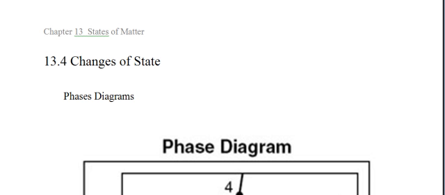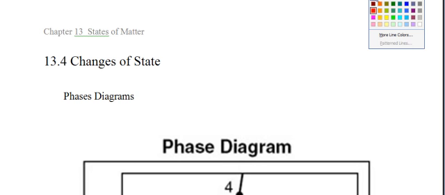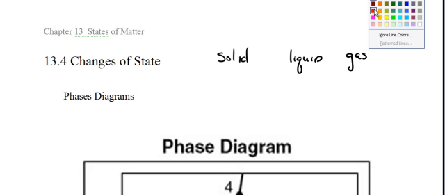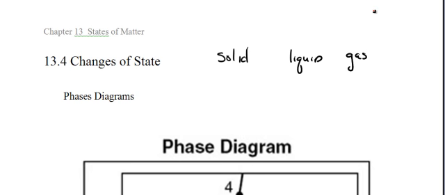All right. So first of all, let's go through a couple definitions. As you go between the various states, say between a solid and a liquid and a gas, and obviously we're not dealing with plasmas here, we have different names for these different phase changes as you go between these three phases.